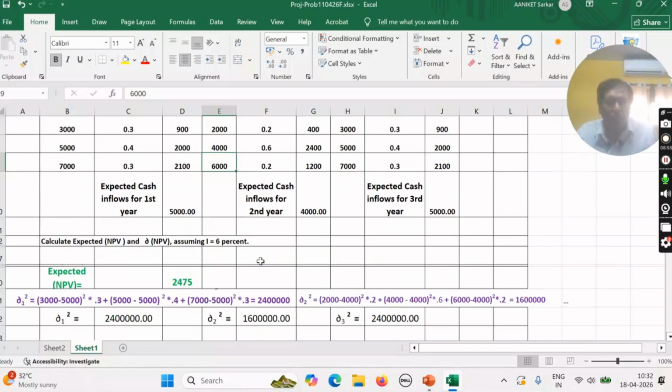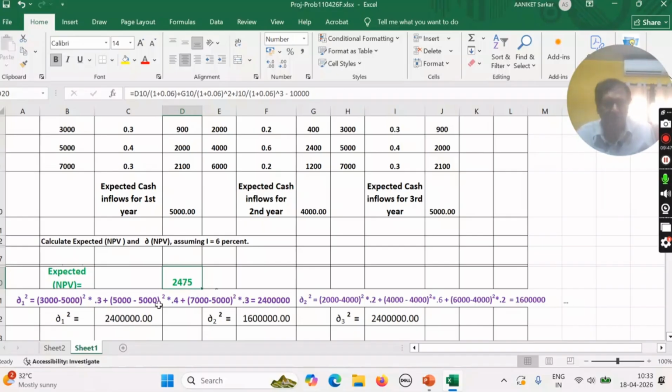Okay. Now, what will be the expected NPV? The discount rate is given 6%. That means the capital cost is 6%, and the entire formula is noted here. Actual formula, D10 divided by 1.06. Why 1.06? 6 is the discount rate. That's why divided by 1.06 into what will be the power? The first is 1, then second 2, then 3. In this way, the entire cash flows have been calculated here, and that is 2475. You can note it. I will show you. It is also shown in the main presentation.